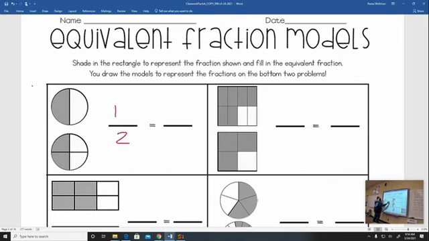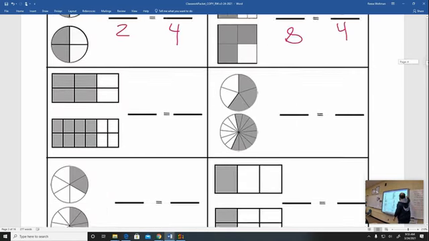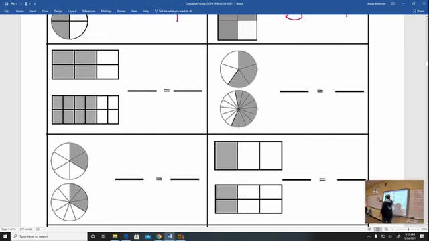One half and 2/4. That is correct. Andrew, what are the fractions for the second one right here? 6/8 and 3/4. That is correct. Now, what do we have for this one right here, Brewer? 4/6 and 8/12. That is correct. Schmidt, what do we have right here? 2/3, 4/6.